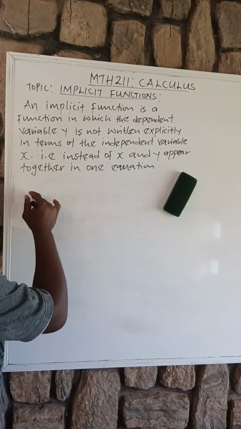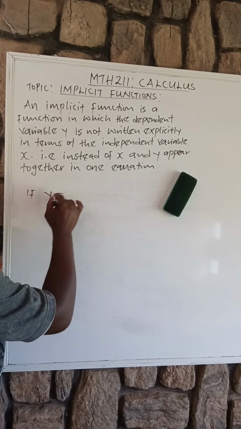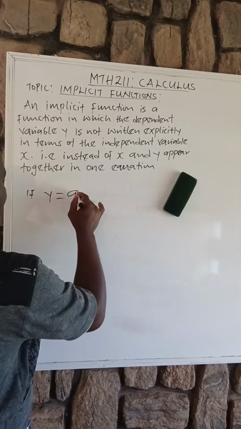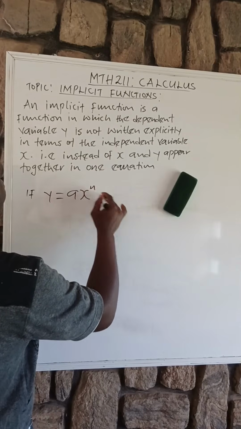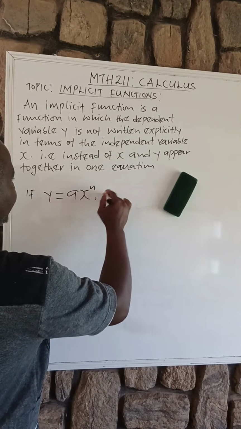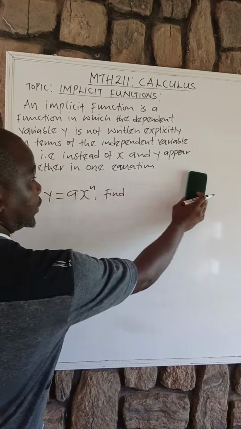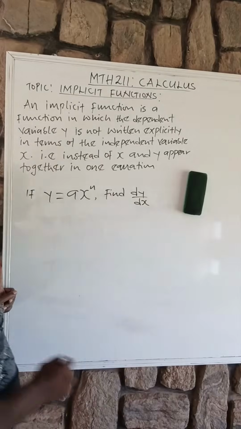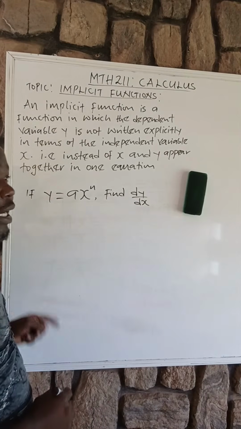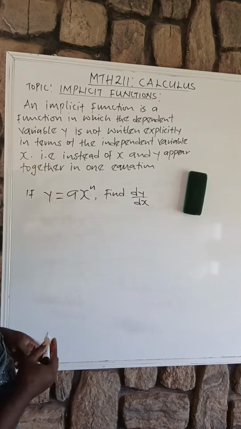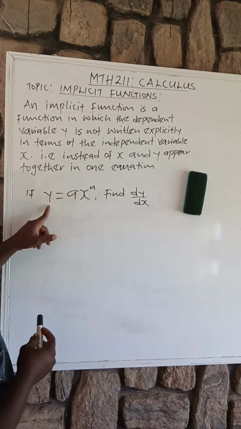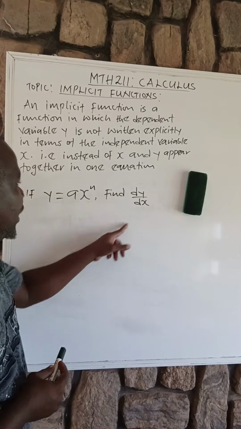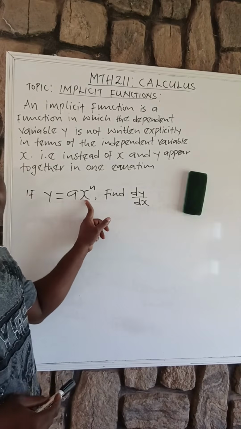So now, this is a function. If y equals ax raised to the power of n, and you are asked to find dy over dx, the reason why we are asked to find dy over dx is because y is the dependent variable, while x is the independent variable.